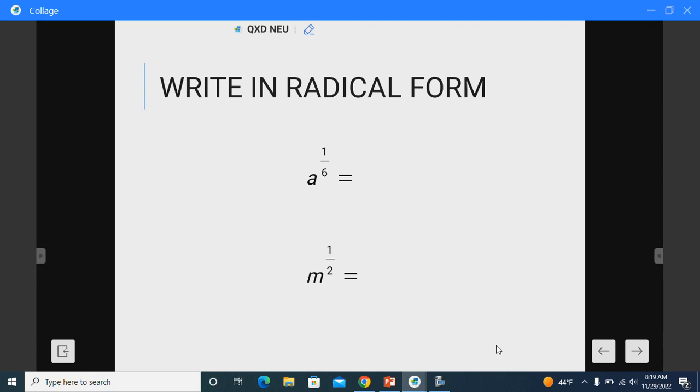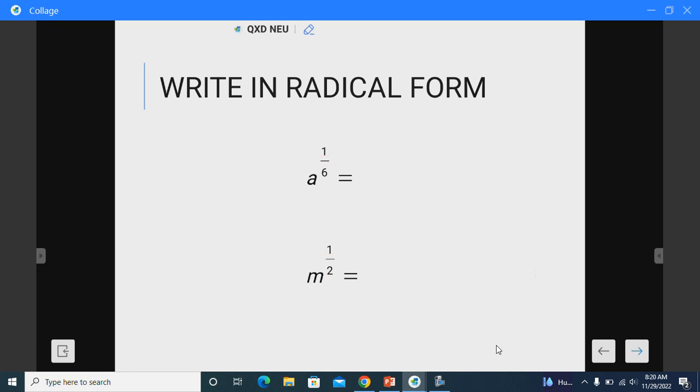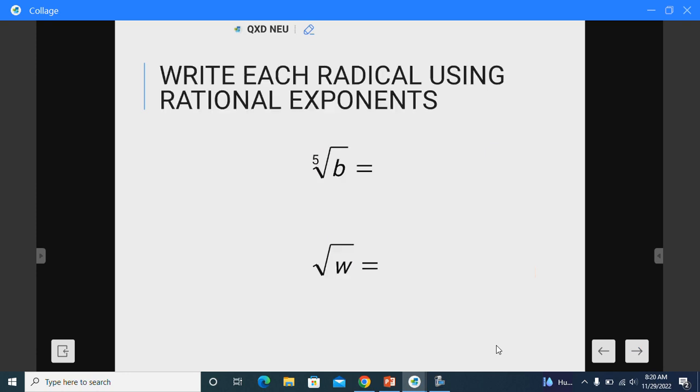How about here? A to the power of 1/6. What would that be? That should be a, the power is 1, and our 6 is here. Right? How about for m? You have m, power of 1, and 2 is here. Or simply the square root of m, simply the 6th root of a. There you go.